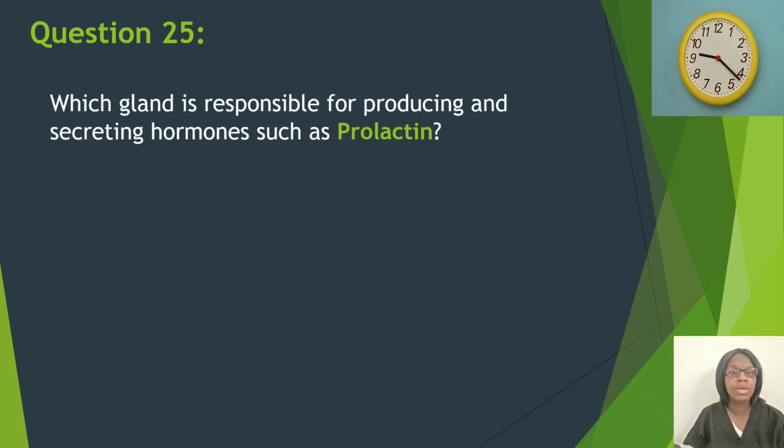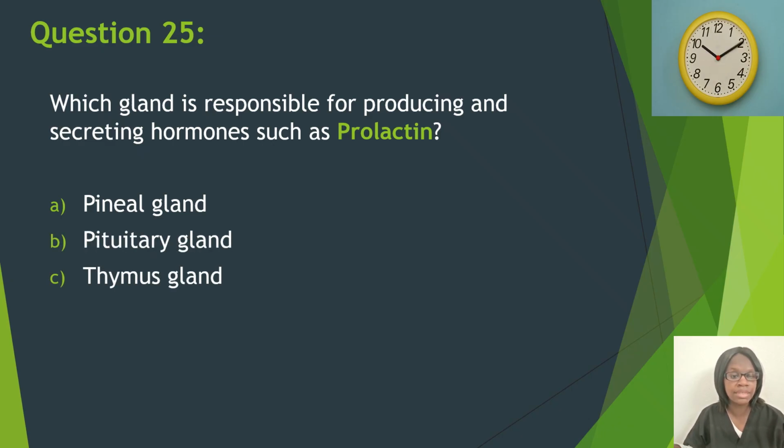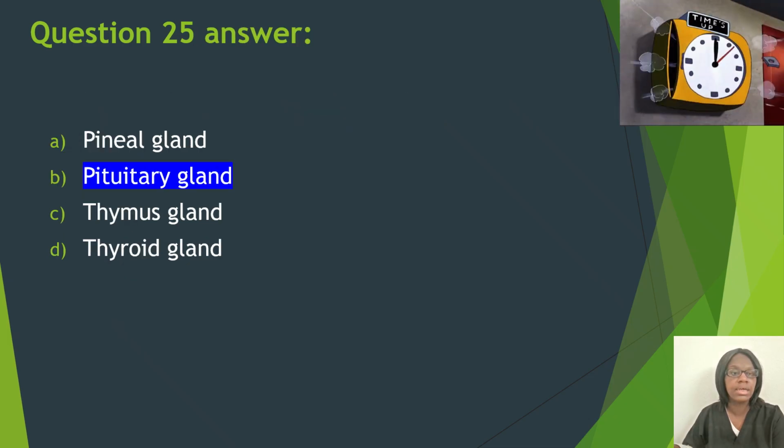Question 25. Which gland is responsible for producing and secreting hormones such as prolactin? A, pineal gland, B, pituitary gland, C, thymus gland, or D, thyroid gland? All right, the correct answer is pituitary gland.